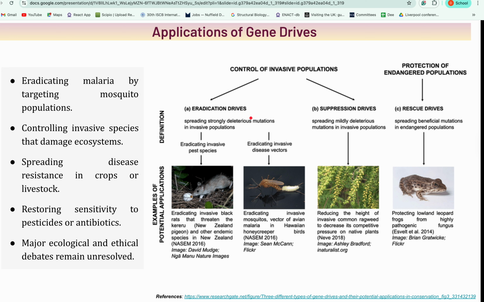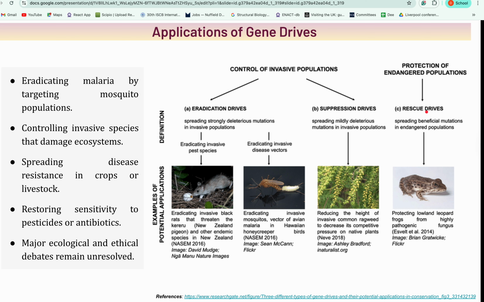So there could be eradication drives where we are eradicating something, such as mosquitoes or pest species. Suppression drives means, for example, if something is spreading widely, we spread mildly deleterious mutations in invasive populations so we can suppress them, which leads to reducing the height of invasive common ragweed to decrease its competitive pressure on the native plants. So these are some of the examples. If you're interested, you can go through them in detail. I have given the link of the paper from where I've obtained this figure. So these are the applications of the gene drives.